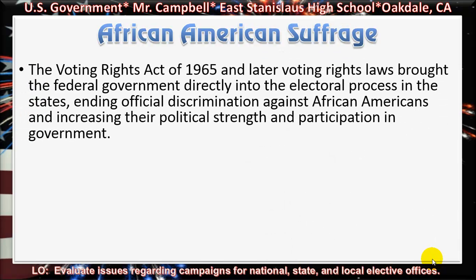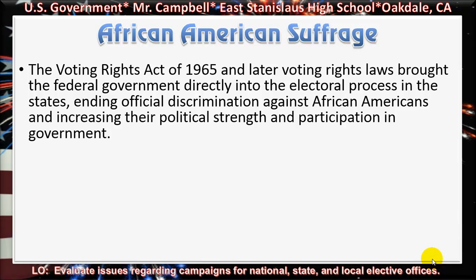The Voting Rights Act of 1965 and later voting rights laws brought the federal government directly into the electoral process in the states, ending official discrimination against African Americans and increasing their political strength and participation in government.